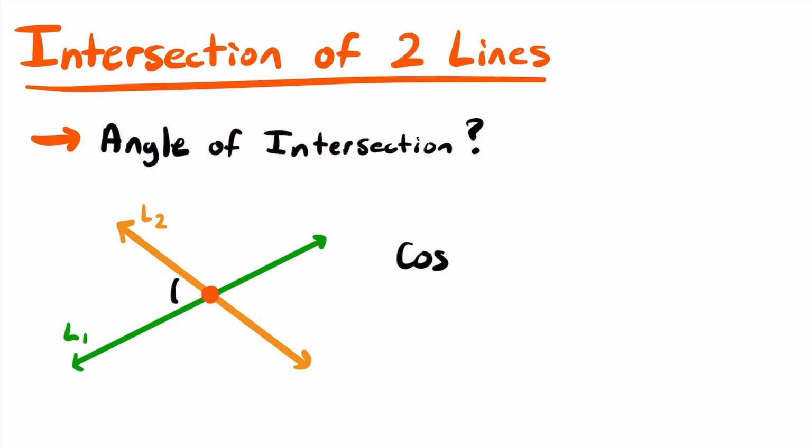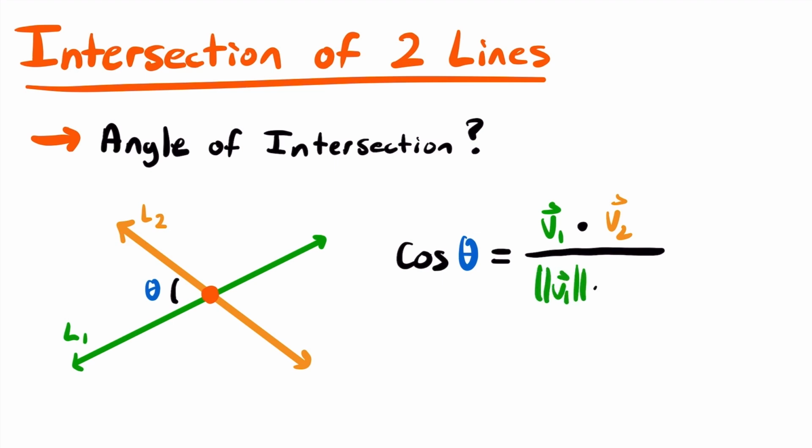We'll have cosine of theta, the angle of intersection that we want to find. That would be this angle right here, angle theta. Cosine of that angle will be equal to the dot product of the two direction vectors from those lines. I'll say that the direction vector of line 1 is vector v1, and the direction vector for line 2 is vector v2, and that will be divided by their magnitudes multiplied together. So we'll have the magnitude of vector v1 multiplied by the magnitude of vector v2.